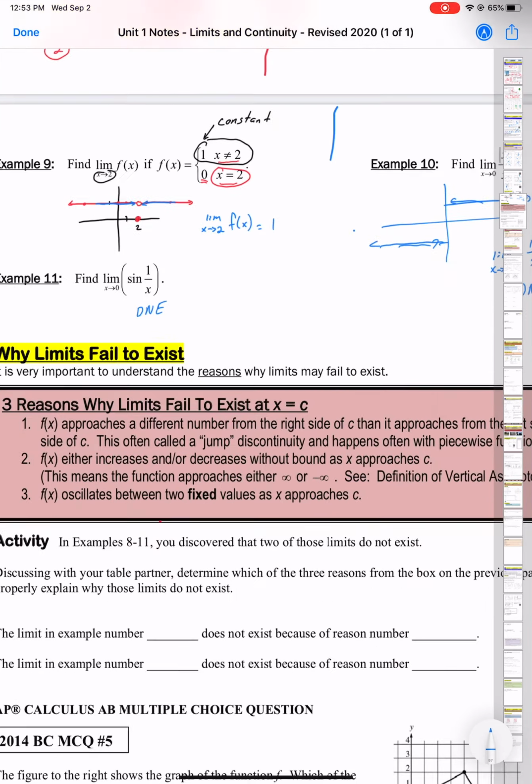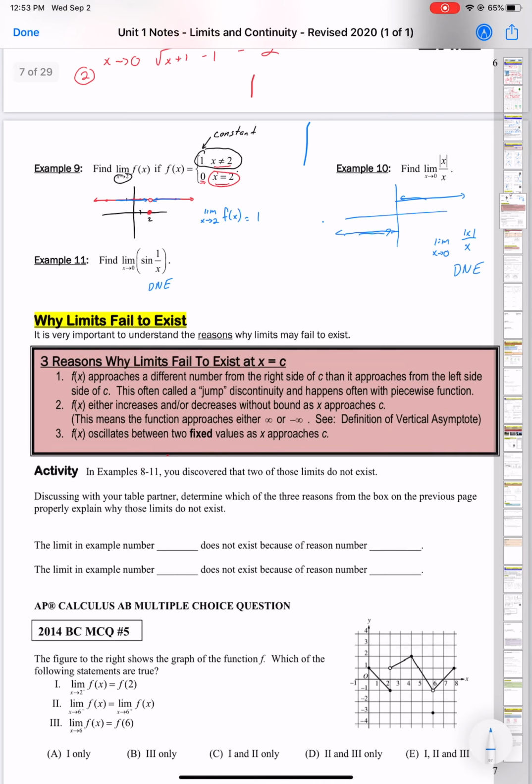So for our activity here, in examples 8 through 11, you discovered 2 of these limits don't exist. Read this and try to figure out and fill in the blanks. You're basically saying in which example the limit didn't exist because of which of those 3 reasons. So take a minute, pause the video, try to fill in those blanks, and then press play when you're ready to check your answers.